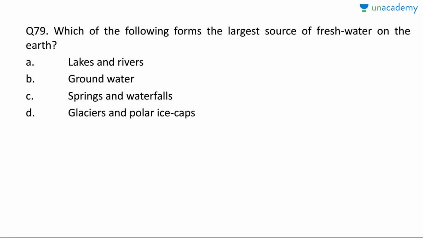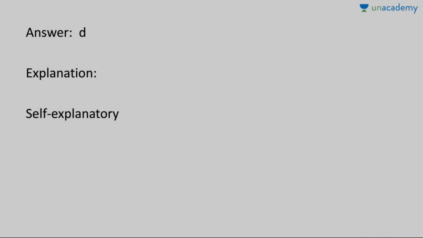Question number 79. Which of the following forms the largest source of fresh water on the earth? For fresh water the answer is glaciers and polar ice caps. They are the largest source of fresh water on this planet earth. So answer here is D.